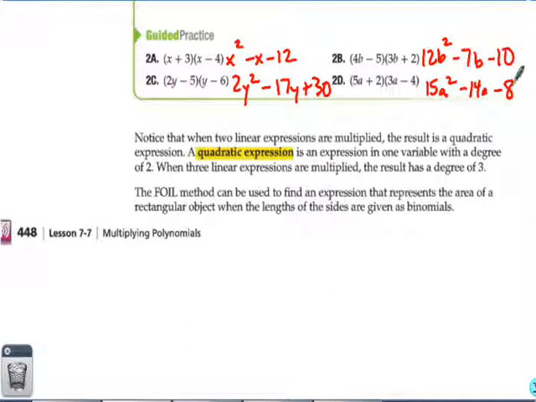A couple things to notice: when we multiply two linear expressions, we get a quadratic. So what we're saying there is that right here, this is a linear expression, and this is a linear expression. Linear times linear gives us a quadratic, because now we have 2 as an exponent. If 3 linear expressions were multiplied, we'd have a degree of 3, so we'd have a cubic expression. Okay? Let's take a look.